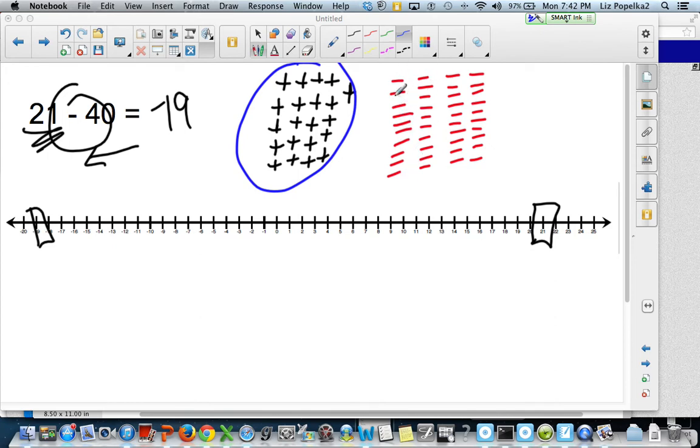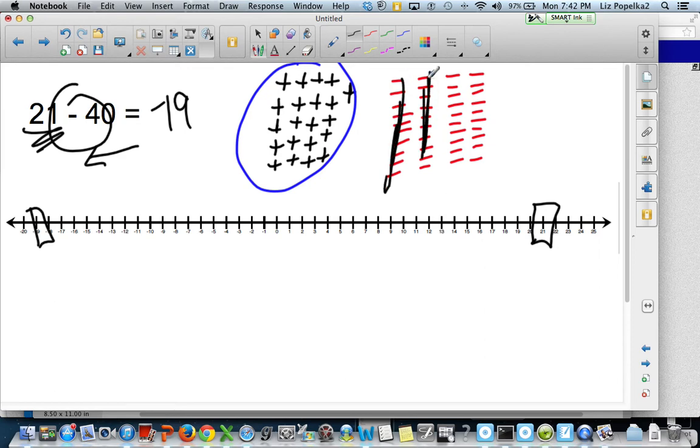There's 10 in each row, so I've got 21 positives here, so I'm going to cancel out 20. So I'm going to cancel out this 10 and that 10 because that's 20, and then cancel out one more for a total of 21. If I were to sit here and count, that leaves me with 2, 4, 6, 8, 10, 12, 14, 16, 18, 19 negatives. So either way, the answer is still a negative 19.